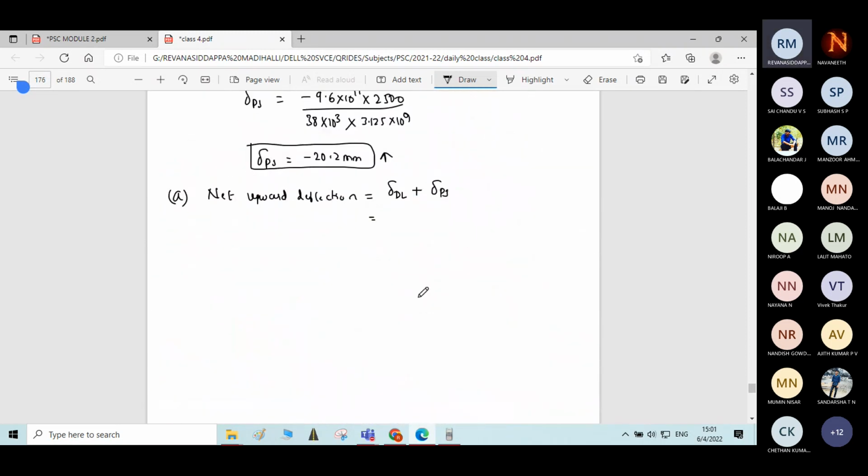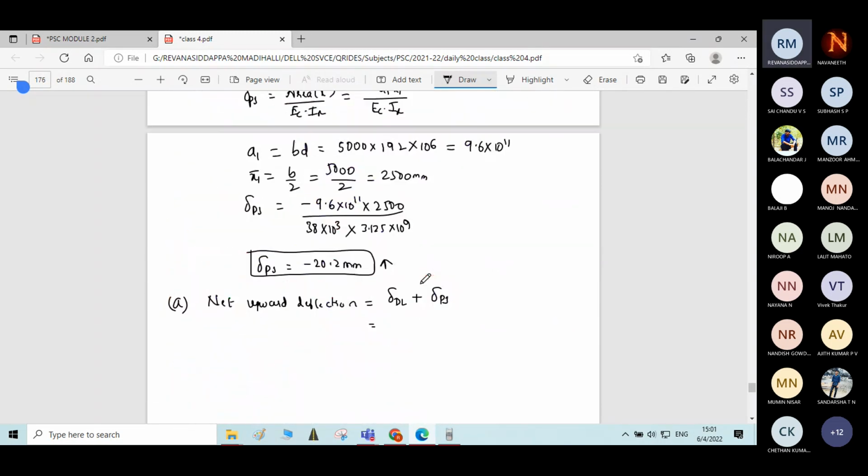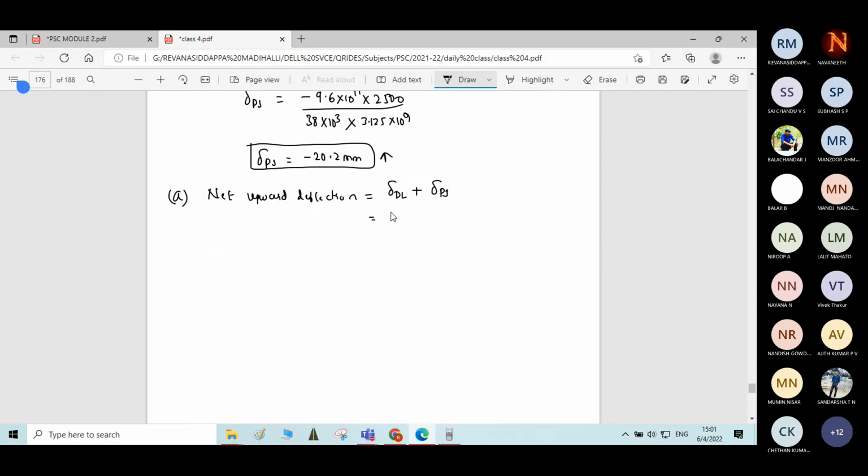Okay. Delta dead load, how much is it? 3.95 minus 20.2. So it is minus 16.26 mm. Negative sign indicates upward deflection. Okay.